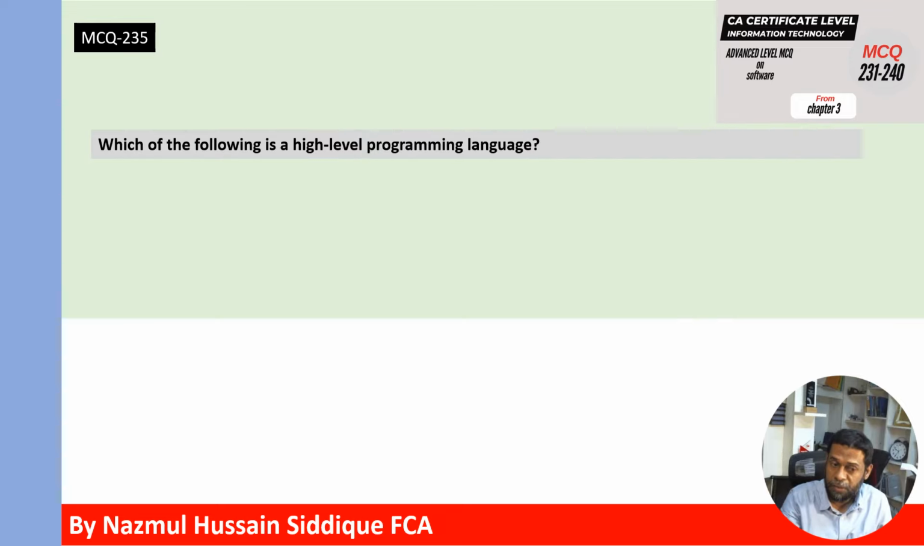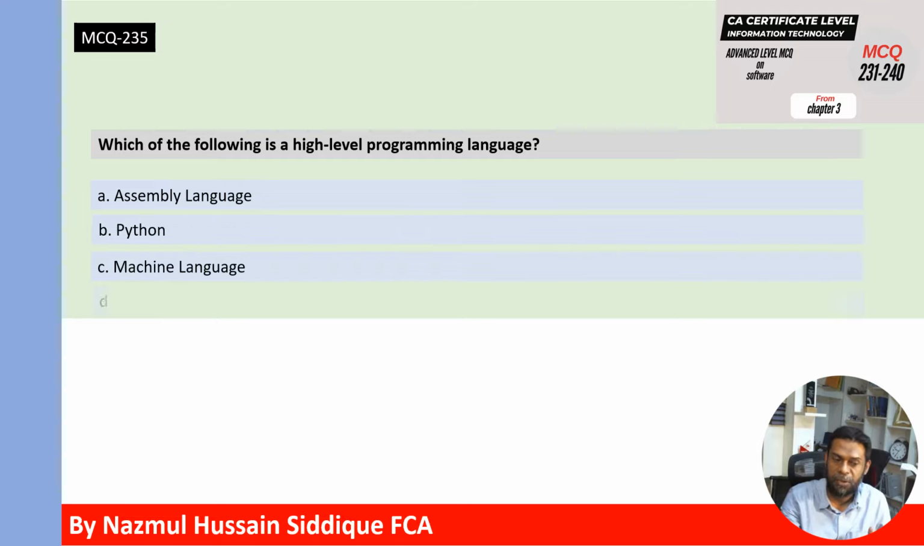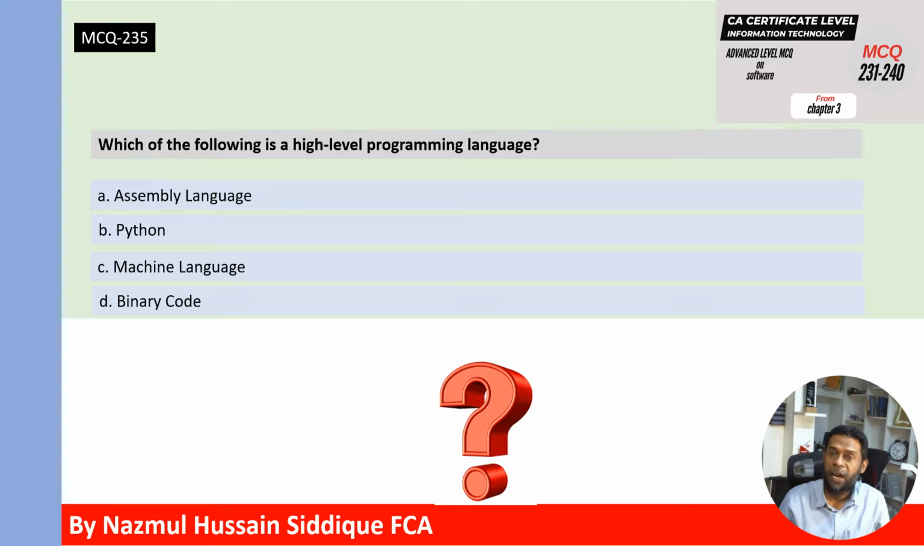Next question. Which of the following is a high-level programming language? Option A, assembly language. Option B, Python. Option C, machine language. Option D, binary code. Which one is a high-level programming language? Option B, Python is a high-level programming language.